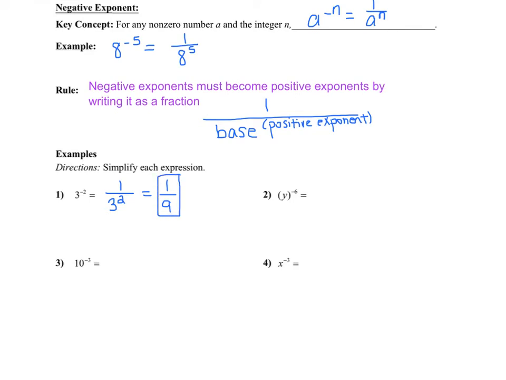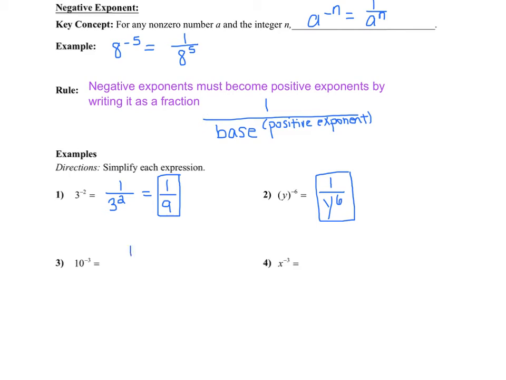Let's look at number 2. You have y to the negative 6th power. Again, you want to place it underneath 1 to make it into a positive. So 1 over y to the 6th power. And that is your answer. You can't simplify it anymore. Let's look at number 3. 10 to the negative 3rd power.